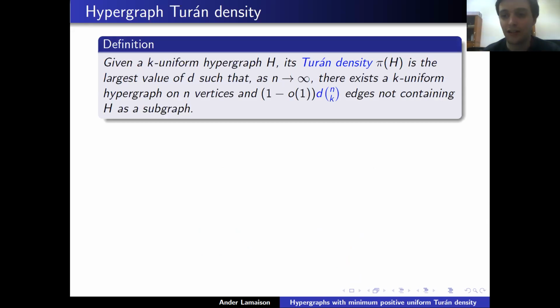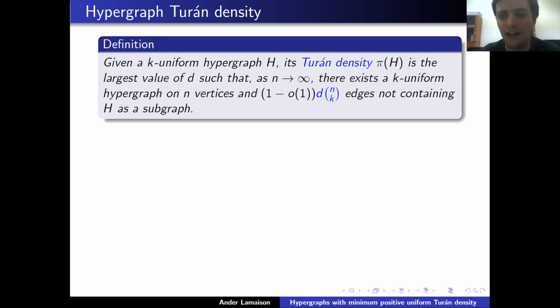So the first definition, I guess it's a concept that might sound familiar to many of you, at least for the particular case of graphs. If we have some k-uniform hypergraph H, its Turán density is the largest value of D such that there are arbitrarily large hypergraphs with density arbitrarily close to D which do not contain H as a subgraph. Density being, of course, the proportion of the edges out of the possible k-tuples that are present in the hypergraph.